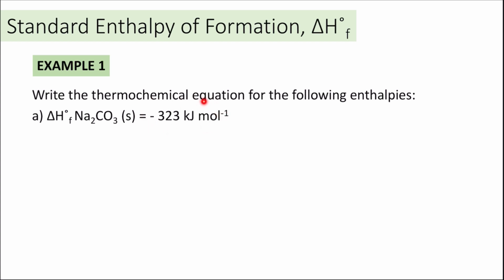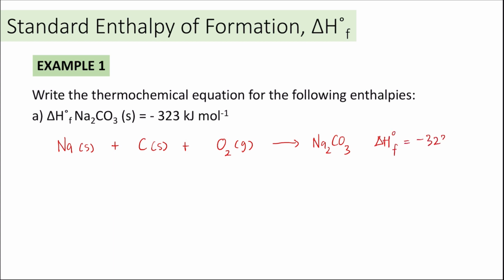So, apa yang saya akan buat? Saya akan write the thermochemical equation. Saya ada Na solid. And then seterusnya saya ada carbon. Carbon pun solid. And then seterusnya saya ada elemen oksigen. Oksigen exist sebagai oksigen gas. So, semua ini akan menghasilkan Na2CO3. Di mana delta H not F dia adalah negative 232 kJ per mole.